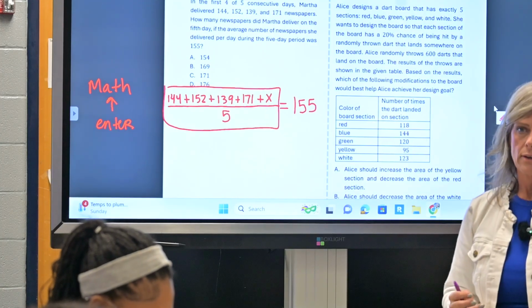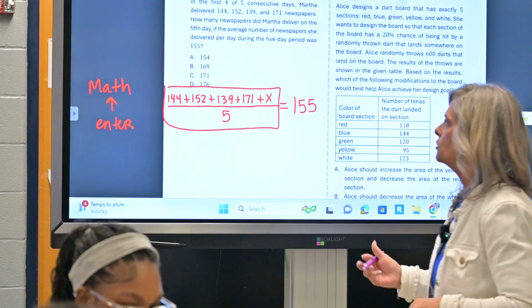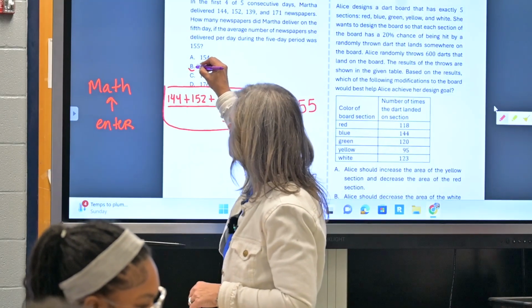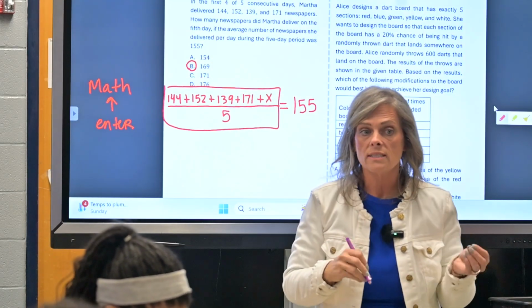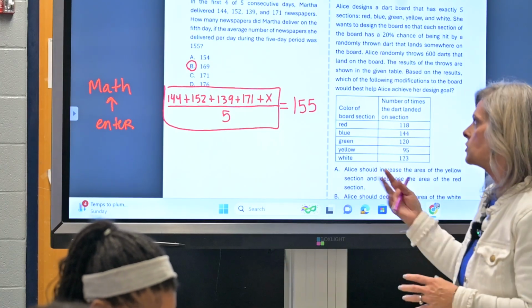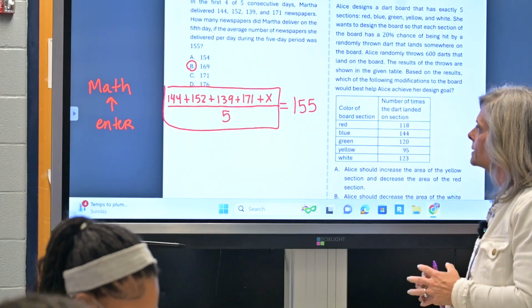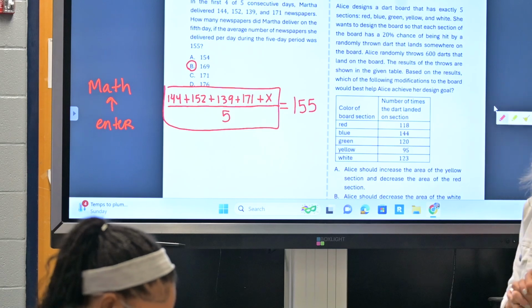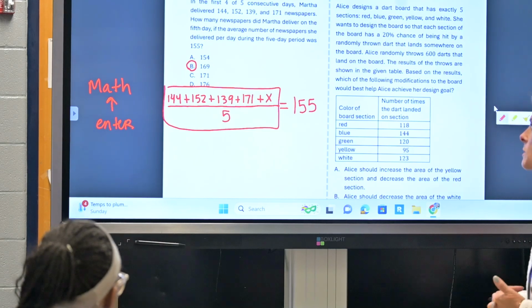So 169, right? I don't know why those calculators do that sometimes, you guys, but if you end up with that calculator that says 168.99999, we always just round that up, okay? So your answer for this one is 169. Does that make sense to you guys? Yeah. It kind of does to me too.